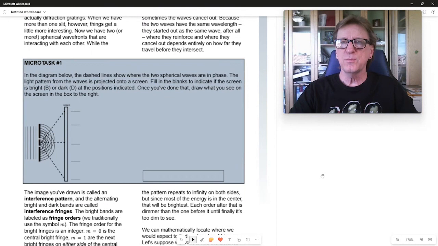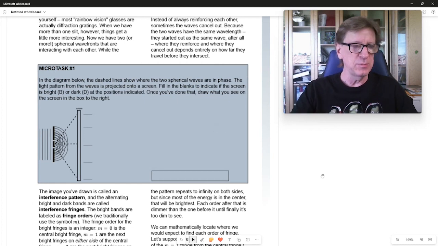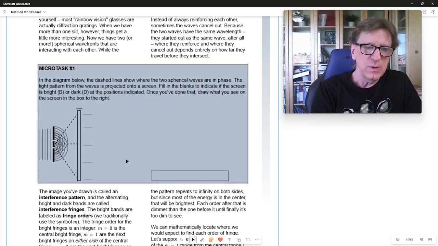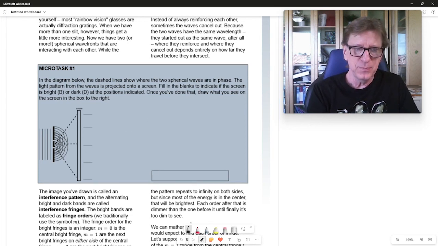All right, so take a look in your book under interference. This is microtask 1. And we want to start to get an idea of what pattern is going to be produced. So now we have not just one slit, one aperture, but 2. And so let's see what kind of pattern that we can get with this. Let me switch to my pen.